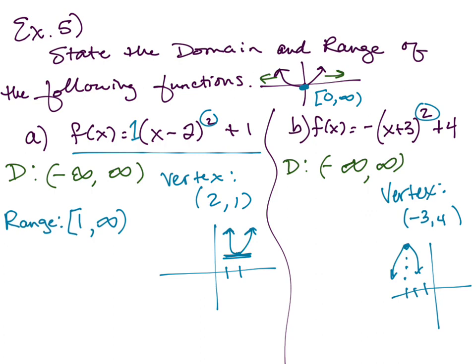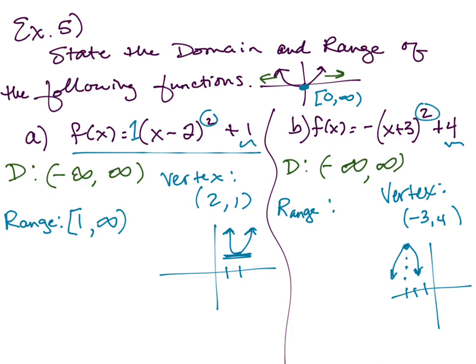So once you start getting the hang of your vertex, really you're looking at your K value. You're looking at the 4 or the 1. And then you need to know, does it open up or down? And in this case, it opens down like a frown. This is a maximum.